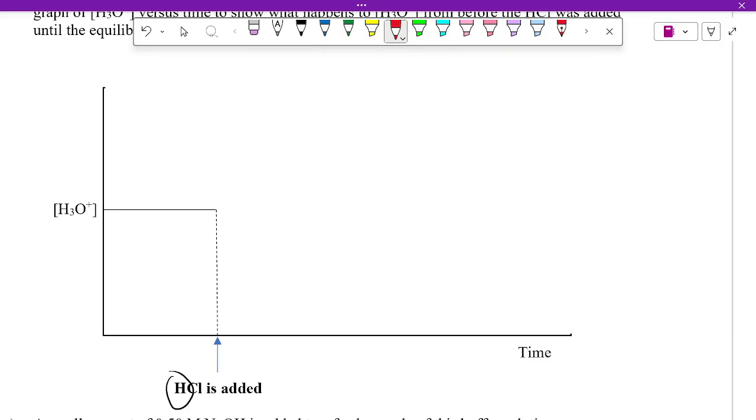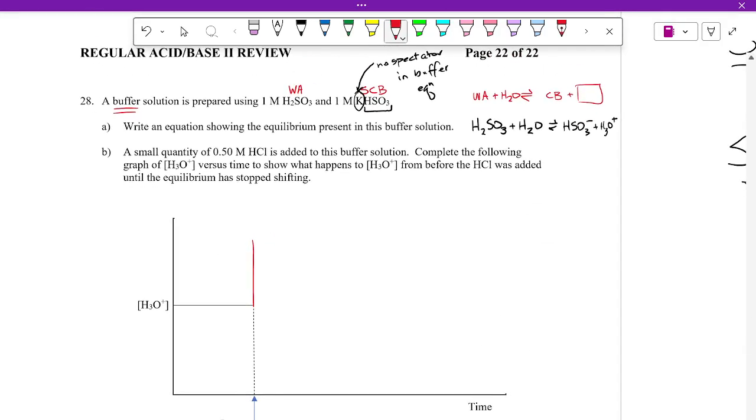Does it go up like this? Does it go up like this? What does it do? It goes up as a spike, right? Because that's our stress. And then, as this equilibrium shifts, this went up. Which way will it shift? Left. What will happen to the concentration of H3O plus? It's going to go down.